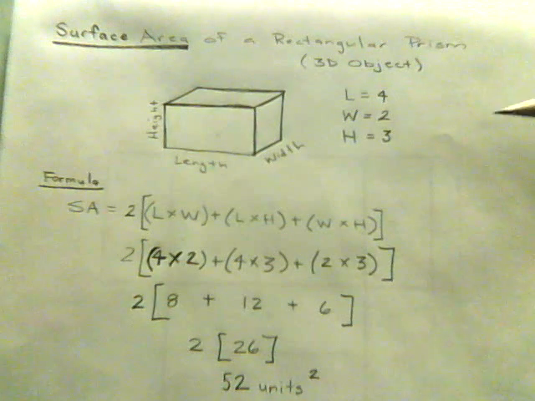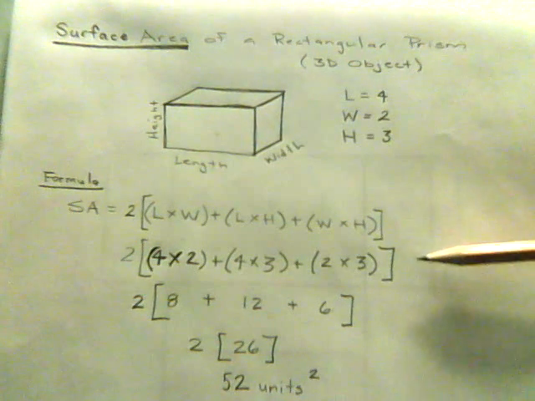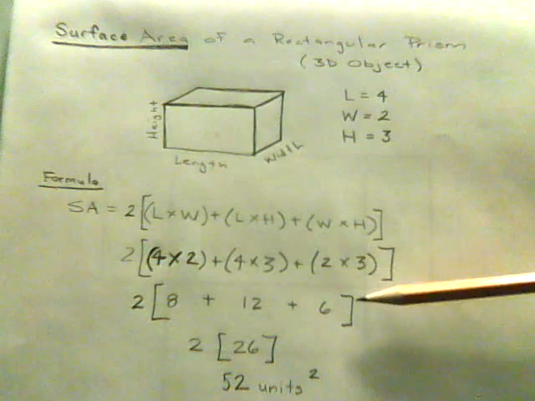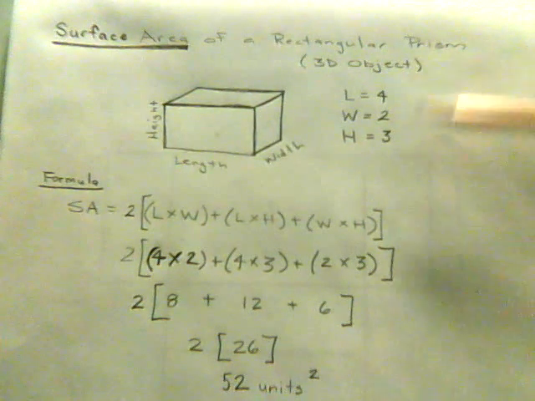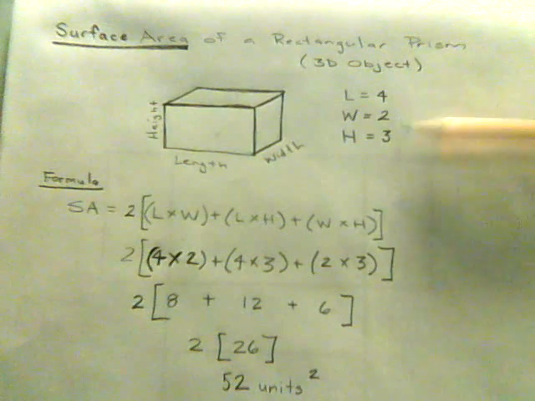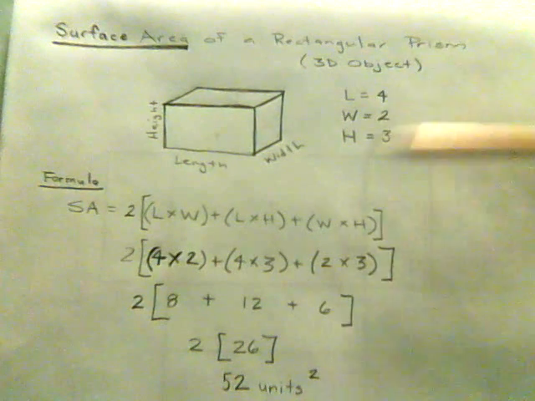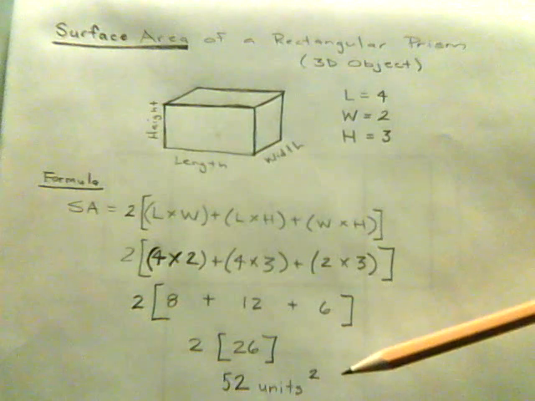So the way that you do this is you write your formula, you substitute in your values, you evaluate, and you get 52 units squared. If our units were in inches, we would have inches squared. If they were in feet, we would have feet squared.